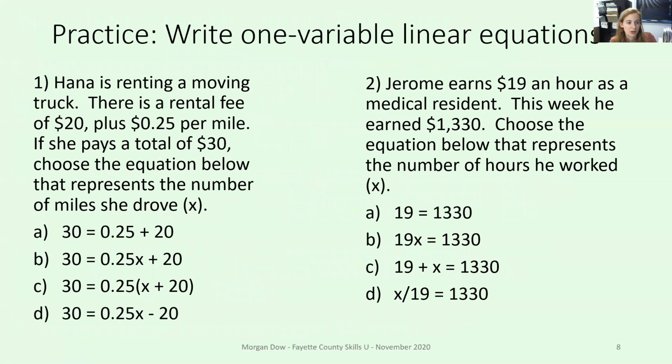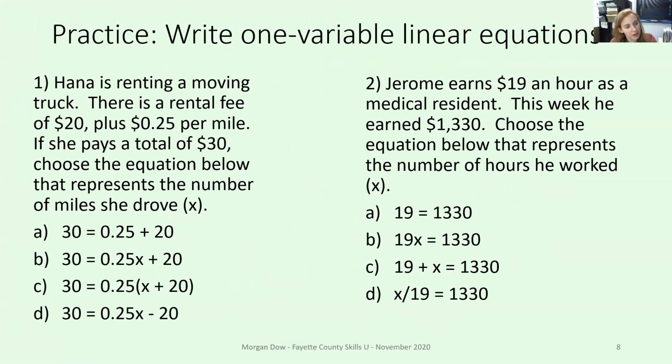All right, so let's get some practice here with a couple of word problems. I highly recommend that you pause the video for a moment, give these problems a try, and then come back to click play when you're ready to go through it together.